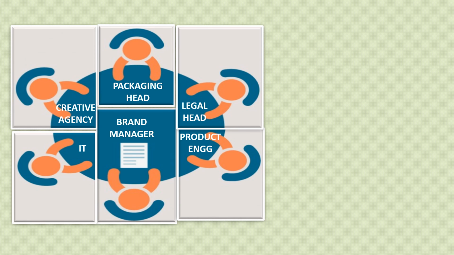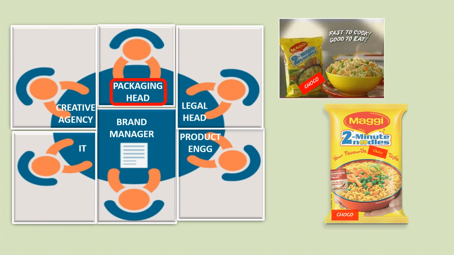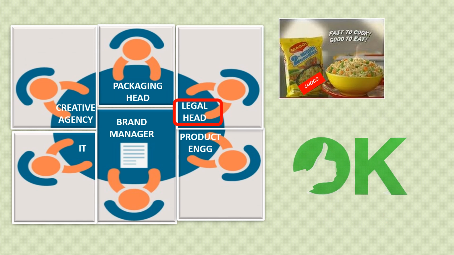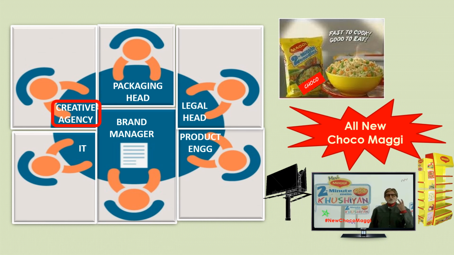Suppose you want to introduce a chocolate variant of Maggi. You will need to speak with the product engineers in the factory and ask them to make those changes in the recipe. For new packaging, you will have to speak with the packaging team about the cost and time needed to make those changes. You might also need to speak with the regulatory team to ensure if the changes are allowed legally. The creative agency needs to be briefed on the changes you intend to do on the pack, maybe displaying all new chocolate Maggi. Designing of banners, mailers, racks, also needs to be done by the creative agency.